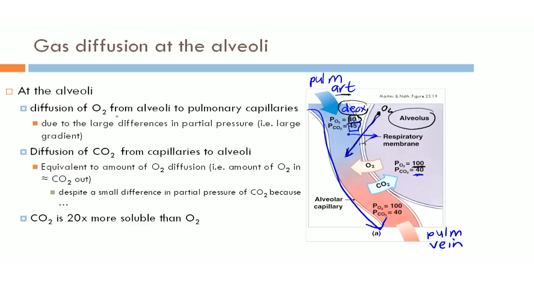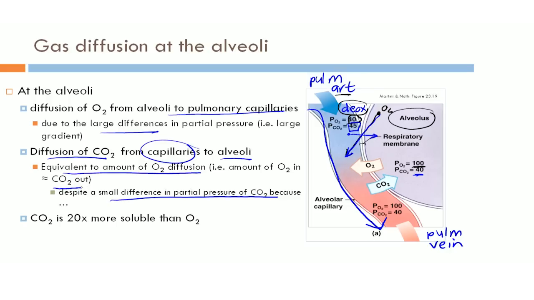So diffusion of oxygen from the alveolus to the pulmonary capillaries occurs because of the large difference in the partial pressure. But diffusion of carbon dioxide from the capillaries into the alveoli has less of a concentration gradient to follow, a small difference in partial pressure. But even despite that, an equivalent amount of oxygen diffuses at the same time as the carbon dioxide diffuses.